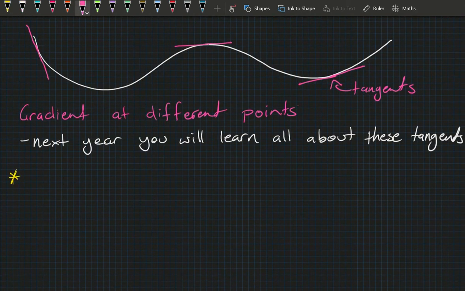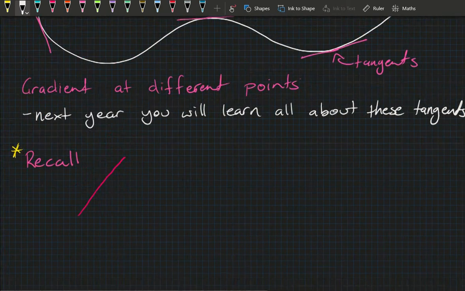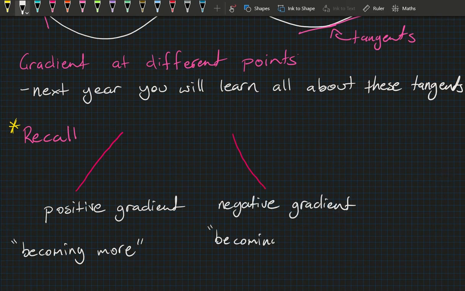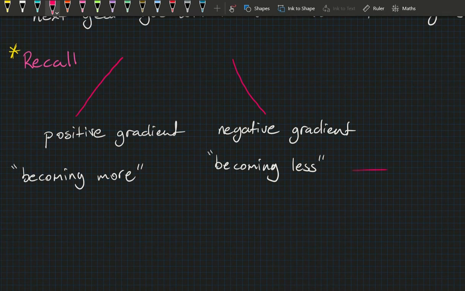So I also want you to recall from linear graphs that if our line was pointing up, we called that a positive gradient because it was becoming more. And then if it was pointing down, we called it a negative gradient because it was becoming less. And then if it was flat, we would say it had a zero gradient because it's not changing.